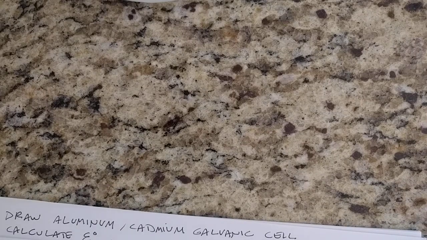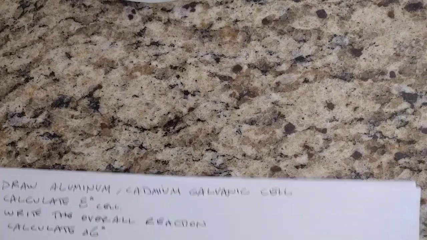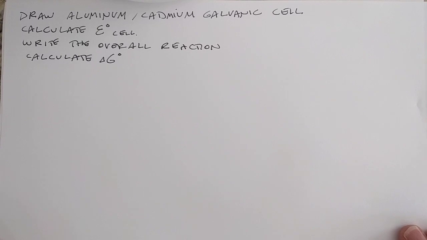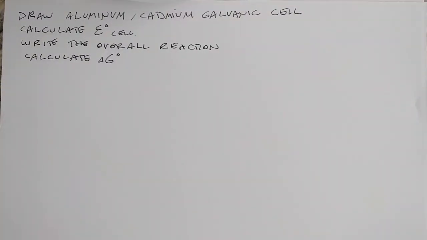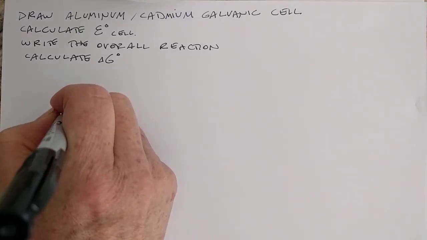All right, so now we're going to do an example. We're going to do the whole thing. So we're going to draw an aluminum cadmium galvanic cell, calculate the E0 of the cell, write the overall reaction, and then calculate the delta G0 for the cell. All right, so we're going to draw our cell. So we're going to make our 2 compartments.